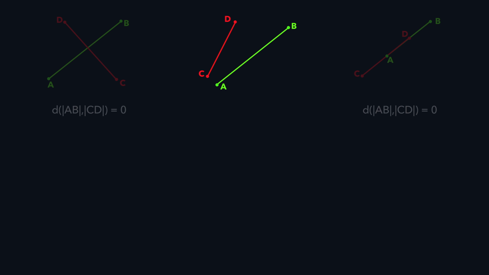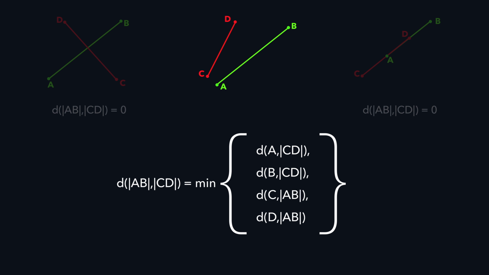We calculate 4 distances. The distance from point A to segment CD, the distance from point B to segment CD, the distance from point C to segment AB, and the distance from point D to segment AB. The smallest of these 4 distances is the distance between segment AB and segment CD. Pause for a while and try to think about why this algorithm works.